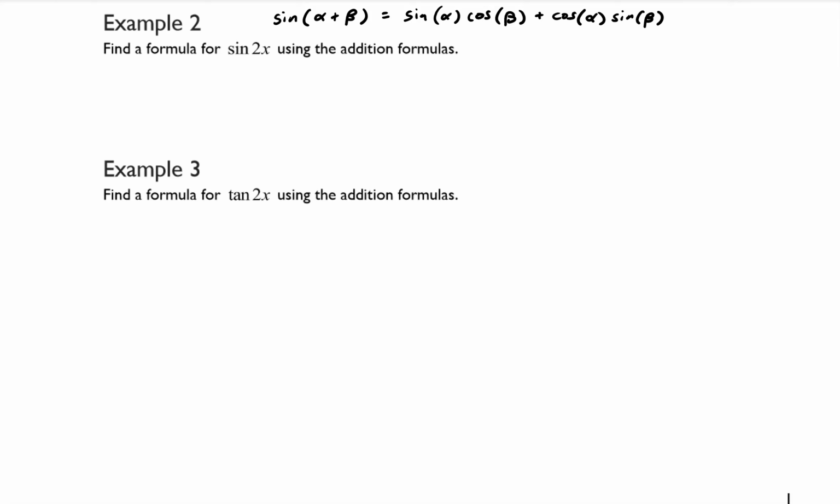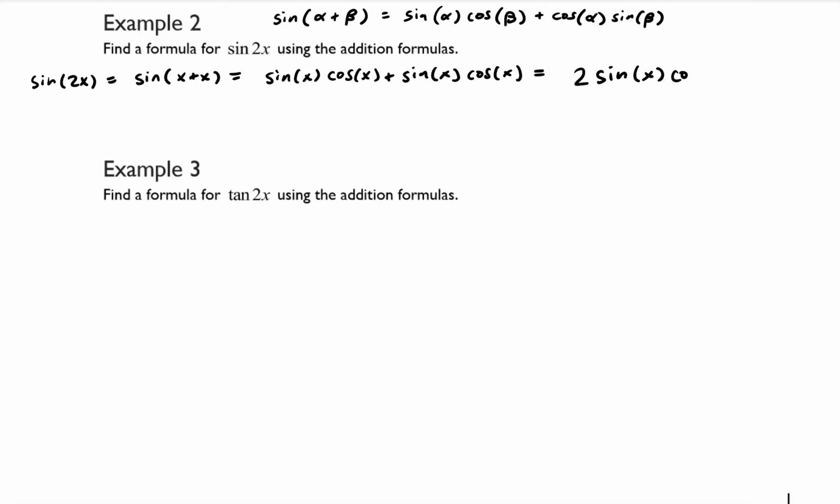All right, so now we're going to do the same thing. I'm going to start off with sine of 2x, and I can rewrite that as sine of x plus x. And so if we follow the formula from up above, we get sine of x cosine of x plus sine of x times cosine of x. And if both of those are like terms, if we combine them, we get 2 sine x cosine x.